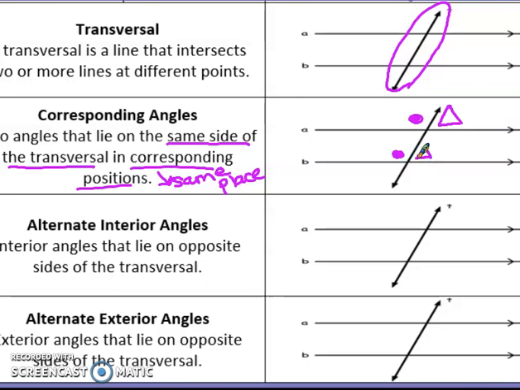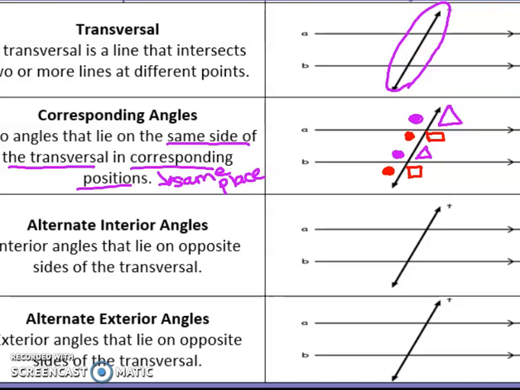You can use different colors, you can use different symbols, but there are multiple pairs of corresponding angles. So make sure you're denoting all of them. If I do my bottom left, that's corresponding to my bottom left on line B, and my bottom right corresponds to my bottom right on line B. So make sure you know there are 4 sets of corresponding angles within 2 parallel lines and 1 transversal.